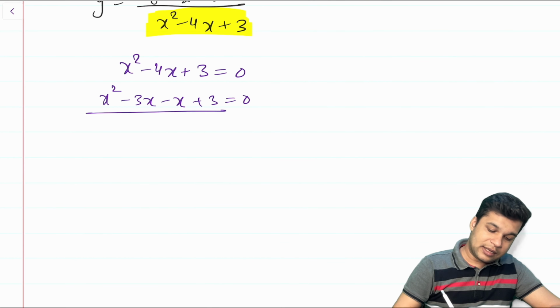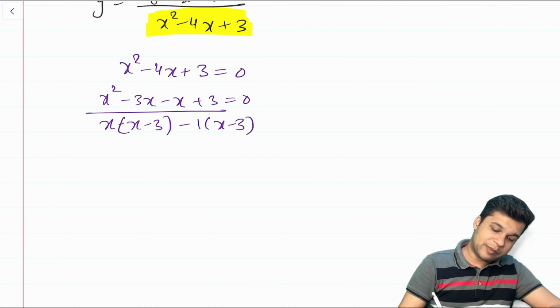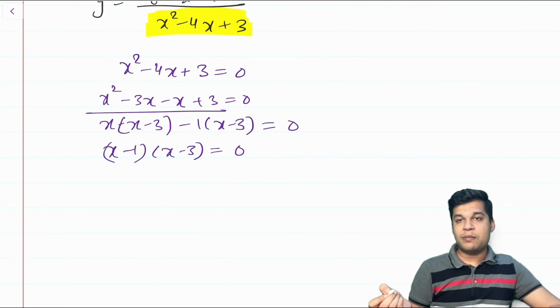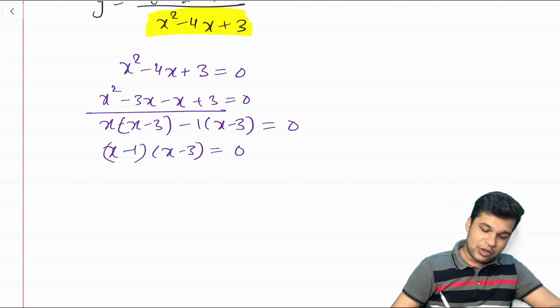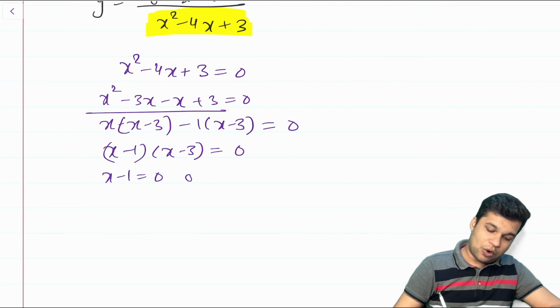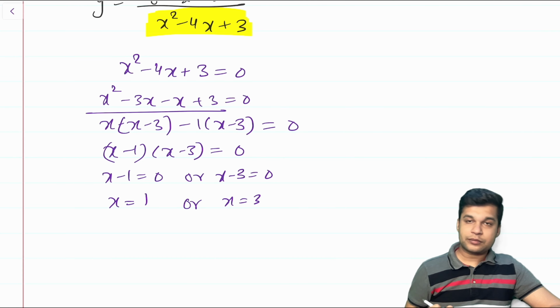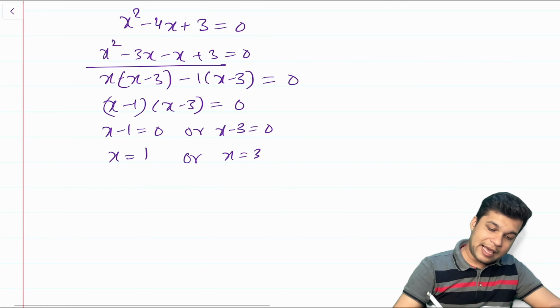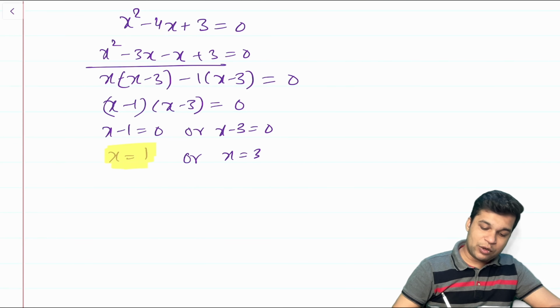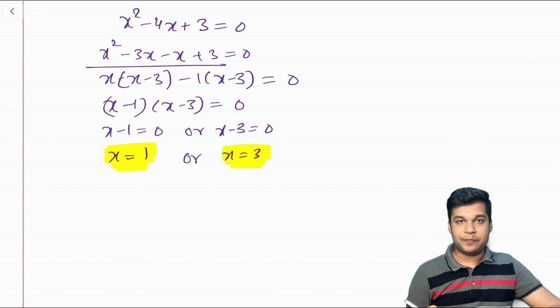Now you take x common from the first two terms, so x minus 3, negative 1 common from the other two terms, so x minus 3 equal to 0. So x minus 1 into x minus 3 equal to 0. So product of two numbers is 0, one of them has to be 0. So x minus 1 is 0 or x minus 3 is equal to 0. So x is either 1 or x is 3. Okay. So guys, x equal to 1 and x equal to 3.